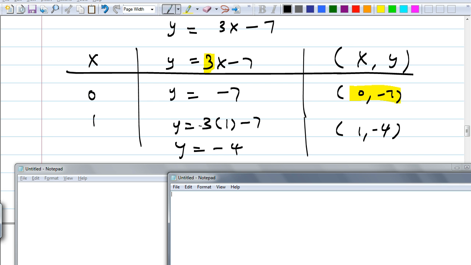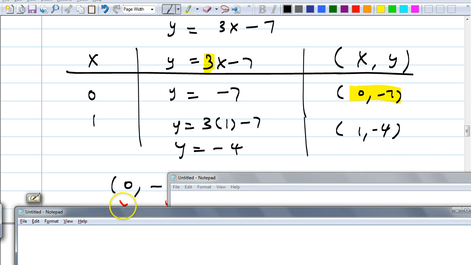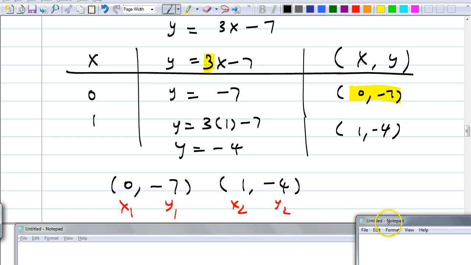Guess what? We could use these 2 points to find the slope, right? So we got x sub 1, y sub 1 for the first one, x sub 2, y sub 2. Go ahead, everybody. Go ahead and find the slope. Tell me what it is.